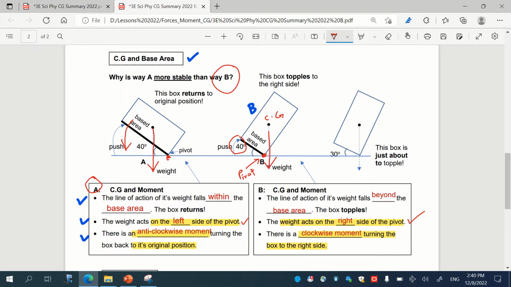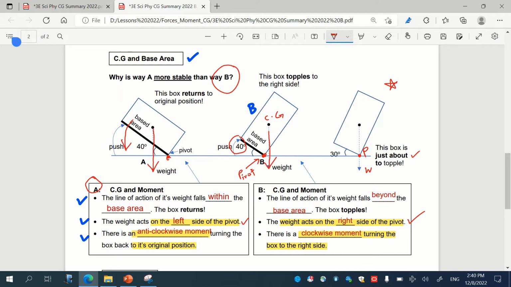Now the third one I show you is just to let you see in case you encounter this kind of diagram in the ten-year series or in the O level. Whenever you draw a vertical line down from the CG, which is the weight, and it cuts just neatly through the pivot point, exactly at the pivot point, this box is said to be just about to topple. Just about to topple.